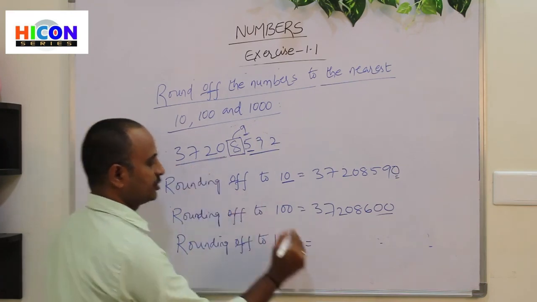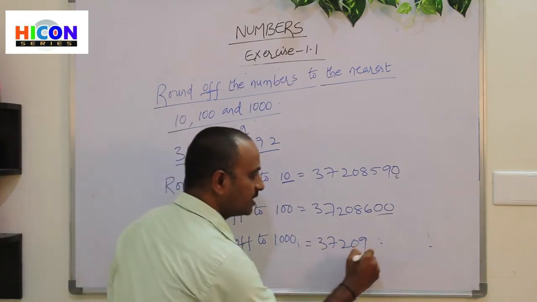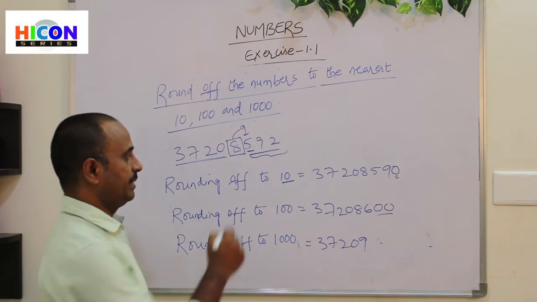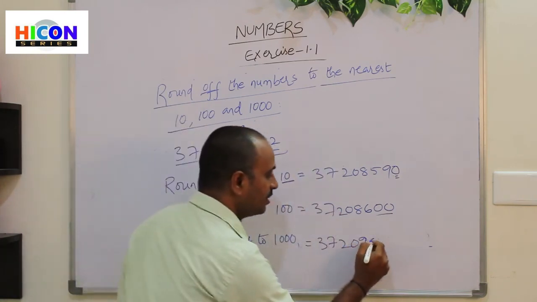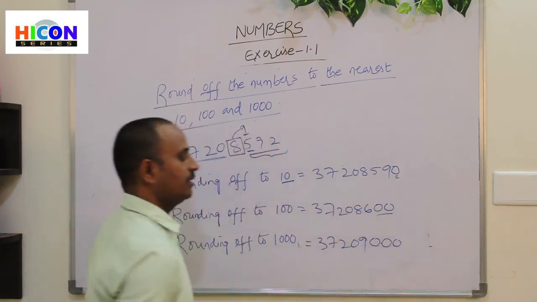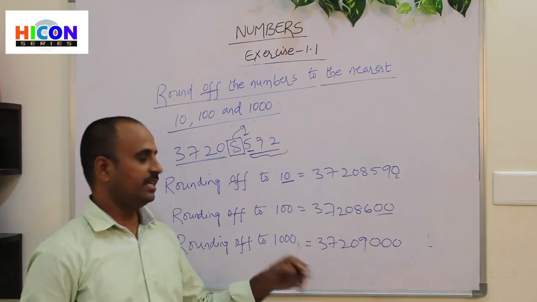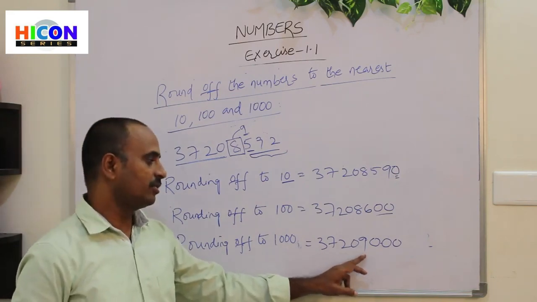The before digits should not be changed, and write 9 in the thousands place and put zeros for the remaining digits present on its right side. There are 3 digits present on its right side, so put 3 zeros on its right side. So this is the number which is rounded off to thousands. The number will be 3 crores 72 lakh 9,000.